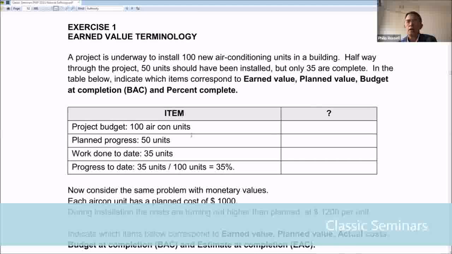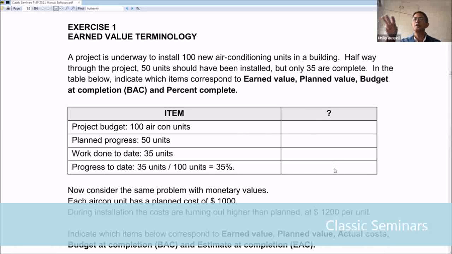And let's read together. A project is underway to install 100 new air conditioning units in a building. Halfway through the project, 50 units should have been installed, but only 35 are complete. In the table below, indicate which items correspond to earned value, that earned value is 1, planned value is 2, budgeted completion is 3, and percent complete is 4. Now count the empty blocks in the table below the question mark. There's 1 empty block, 2, 3, 4. There are 4 empty blocks.